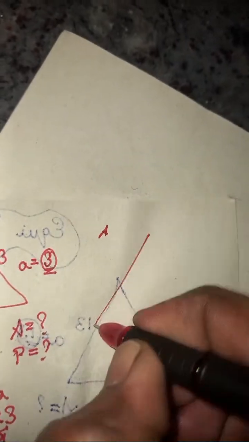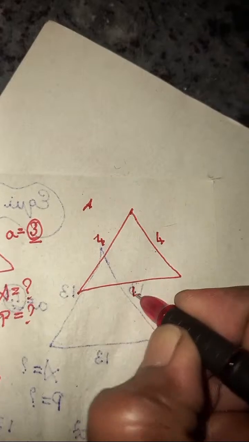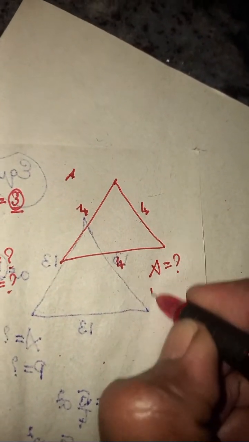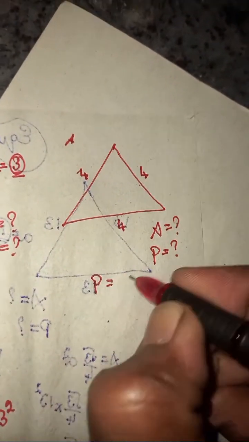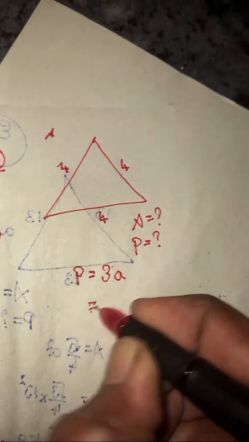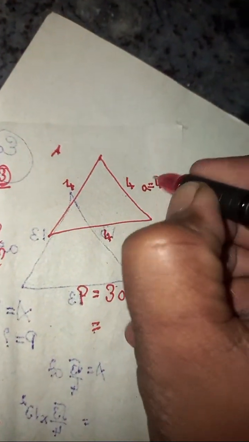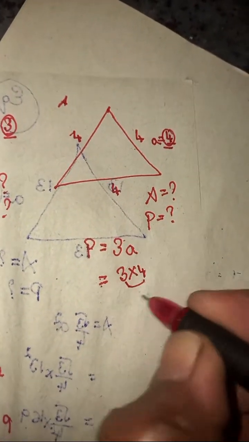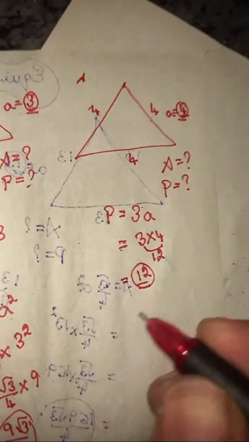Let's take one more triangle. In this triangle, let's take the next number 4. Here all three sides are equal to 4 units. You need to find out the area and the perimeter. You can find this triangle's perimeter as 3a because all three sides are equal. a means side length, 4 units. 3 times 4 means 12 units. So the perimeter becomes 12 units.